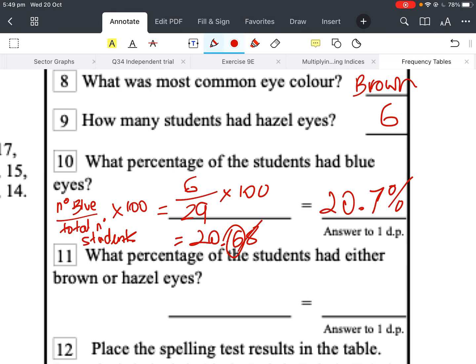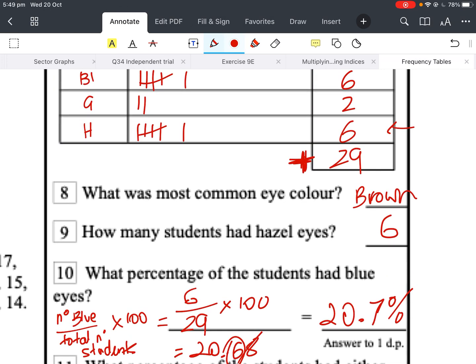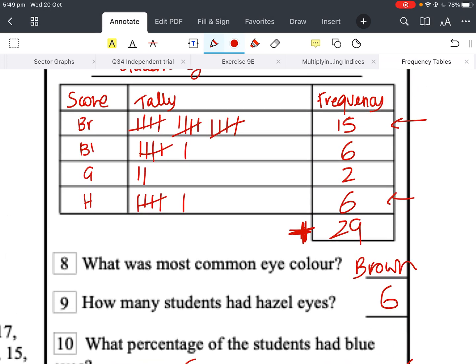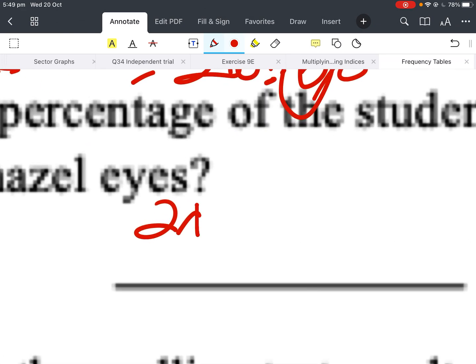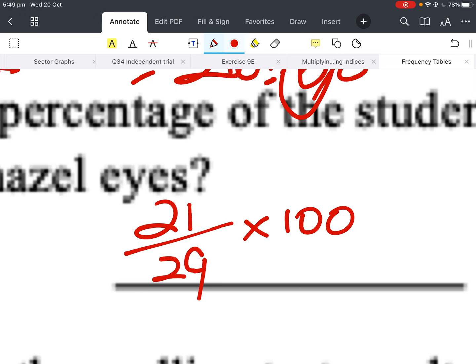All right, what percentage of the students had either brown or hazel? So if they say either, you have to add the brown and the hazel numbers together. So brown, I'll make this a different colour. Brown is 15, hazel is 6. Add those two together, we get 21. Using the same thing, put them over the total number of students, 29, times by 100.